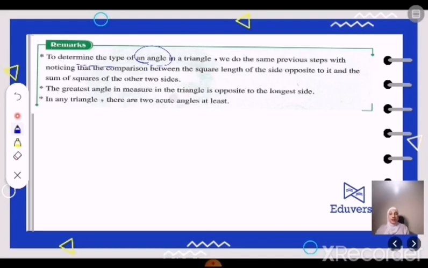And the greatest angle in measure is the angle which is opposite to the longest side, and the smaller one is the one which is opposite to the shortest side. And as I told you, there are at least two acute angles in any triangle.